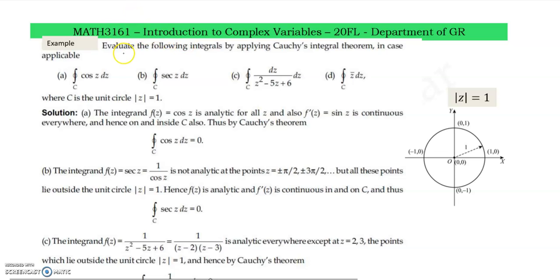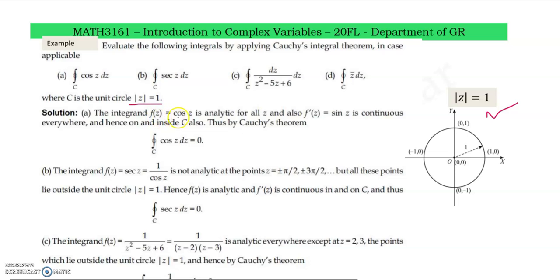Now evaluate the following integrals by applying Cauchy's integral theorem in case applicable. Okay, now the first one, integral over C of cos z dz. Here what is C? Unit circle, that is mod z equal to 1, radius 1, center 0. See here, this is the given circle.